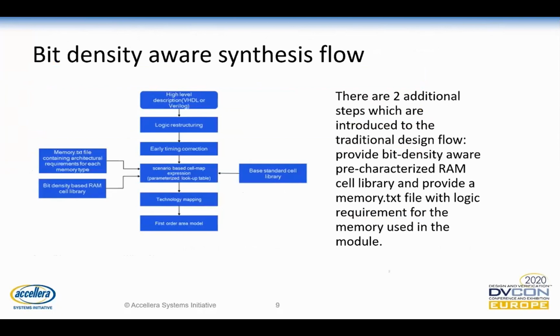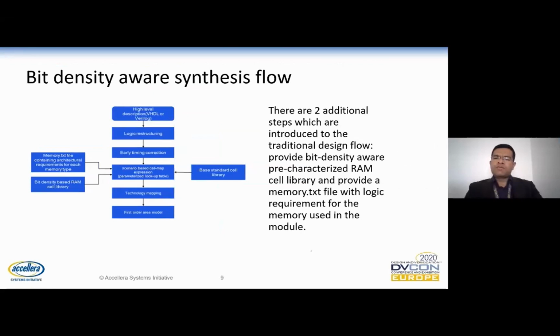So how can we fit this idea in current synthesis flow? So you can see this chart. Basically, there are two additional steps which we are introducing in the traditional synthesis flow. One, we provide bit density aware pre-characterized RAM cell library. And two, we provide a memory.txt file which has all the important information about the memories used in your block.